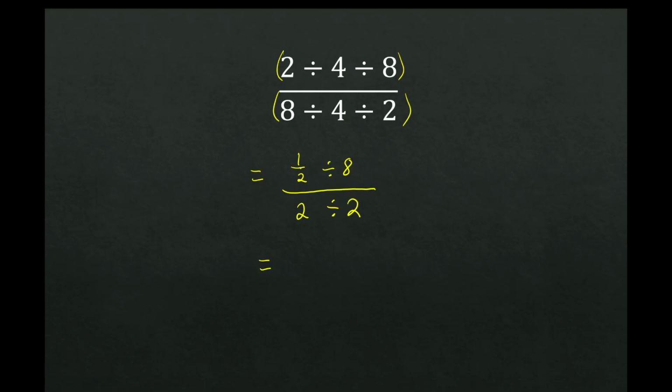Now, continuing, a half divided by 8 is the same thing as a half times the reciprocal, which would be 1/8. So which would give us 1 over 16. So on the top, we're going to get 1 over 16. On the bottom, 2 divided by 2 is just 1. So we'll end up getting 1 over 16.